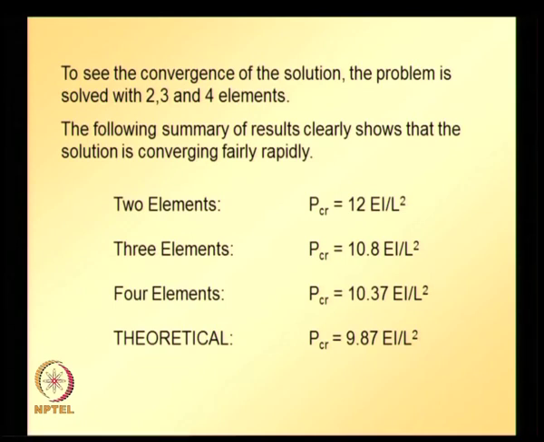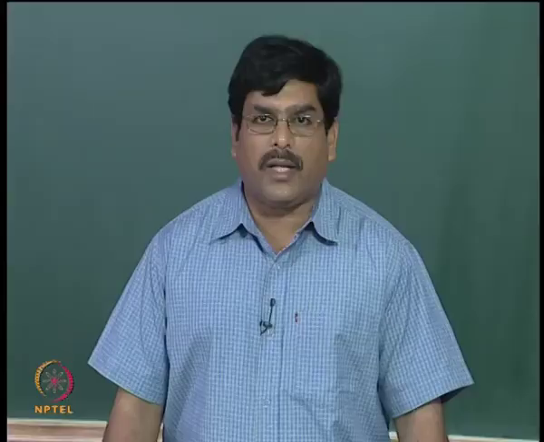Fairly well, and if you want a value closer to 9.87 EI over L square, we can try this problem using 5 linear elements, or we can adopt higher order elements. Instead of linear elements we can adopt quadratic elements, that is, instead of 2 node elements we can go for 3 node elements. So in the next class we will be looking at higher order elements.